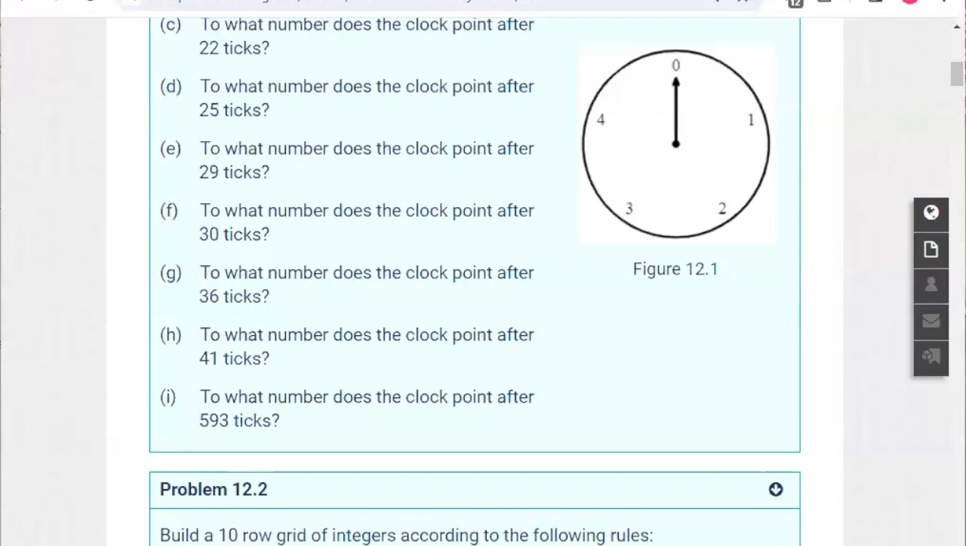I. Sophia, 593. 593 divided by 5 is... Whatever it is, it isn't going to end in 0. No. It'll have a remainder of 3. So what column is it going to be in? The third column. Perfect. Okay. Nicely done, ladies.